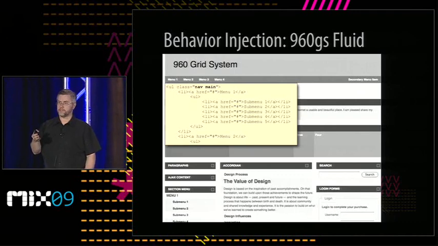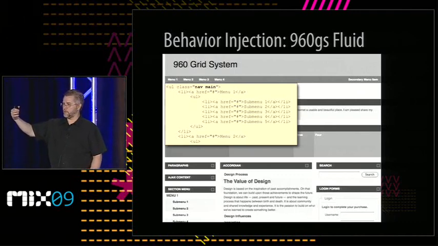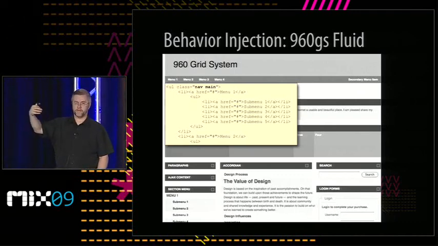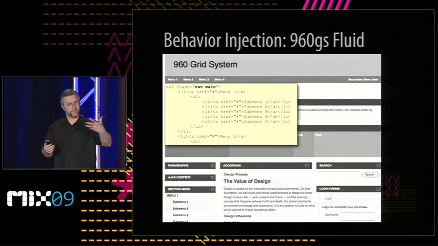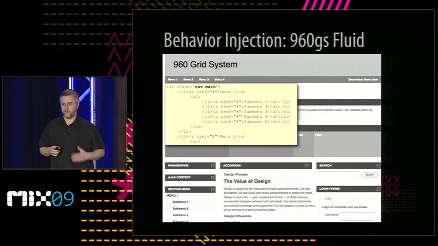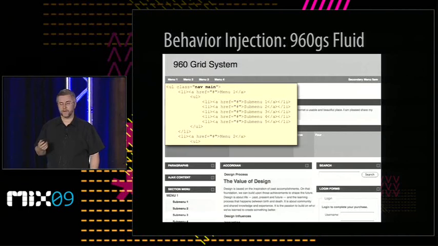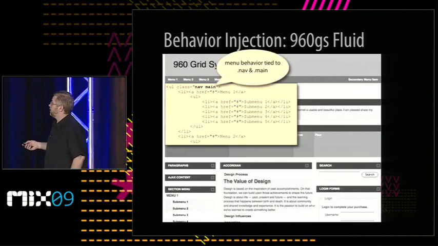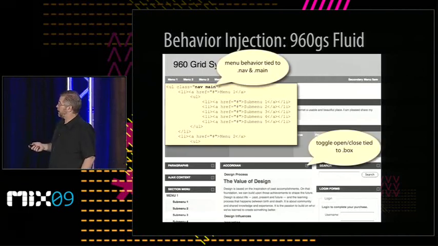Some of the frameworks will take the approach where the markup is generated by the JavaScript, and some take the markup and actually do something with it. And that's kind of the difference between the two. And I think the one where you take the content and wake it up is the most flexible, from a prototyping and a production perspective. So the menu behavior is tied to those two classes.